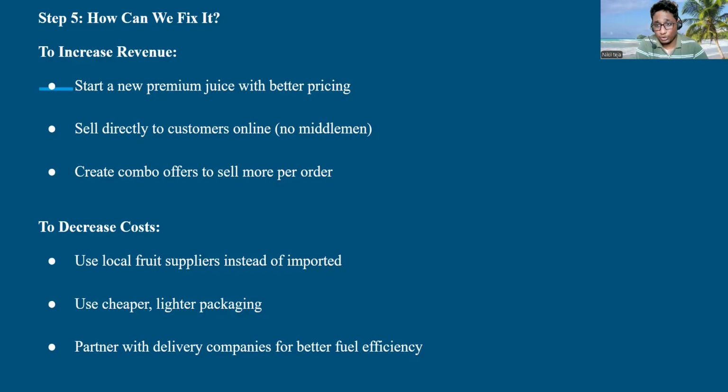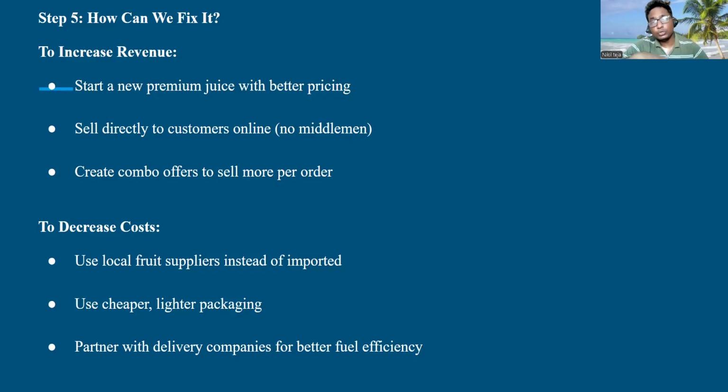Because retailers are demanding more money, our revenue is decreasing. So that is the reason why we need to sell it online. No middleman. Create combo offers to sell more per hour. So these are the strategies to increase the revenue.